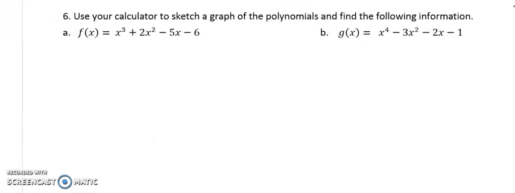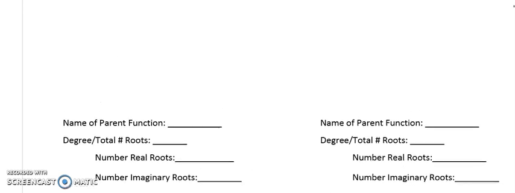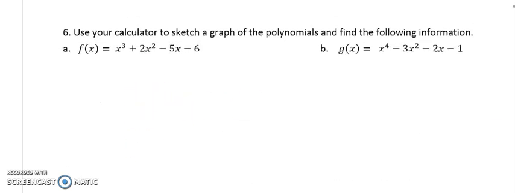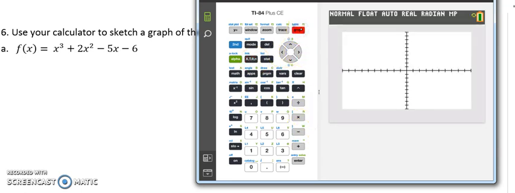Okay, so on the next one here, use your calculator to sketch a graph of the polynomial and find the following information. Okay, so we got all kinds of things going on here, so this ought to be good. So we're going to go in the calculator, we're going to hit y equals, and we're going to pop this in here. So I've got x cubed plus 2x squared minus 5x minus 6. I'm going to go in here and graph it. And there it is, looks something like that.